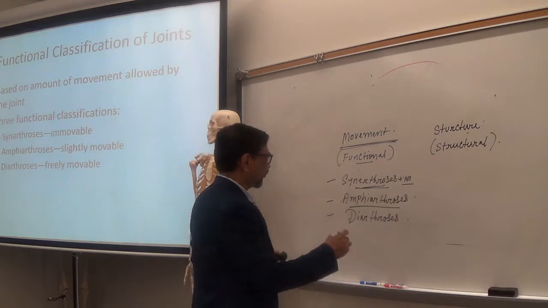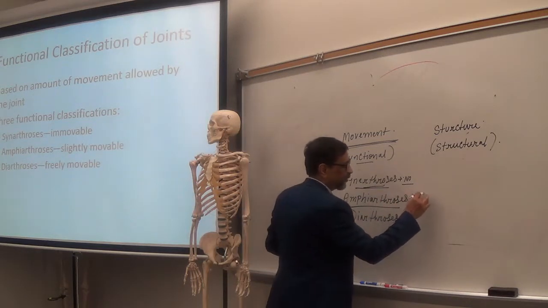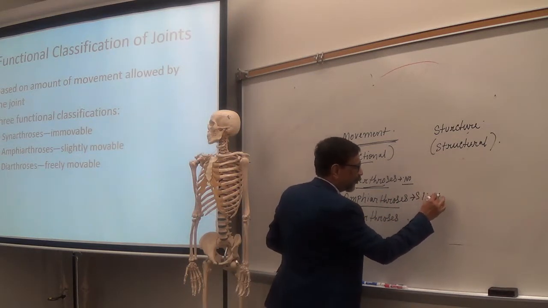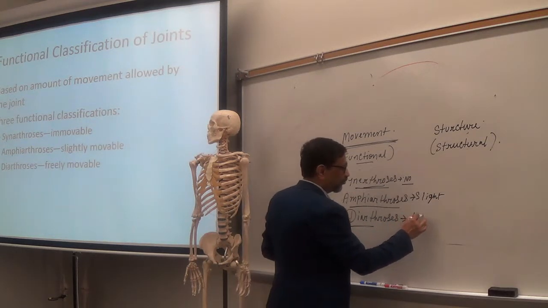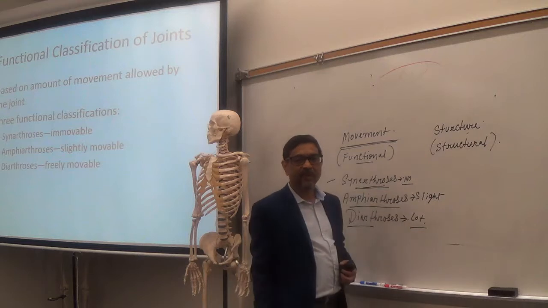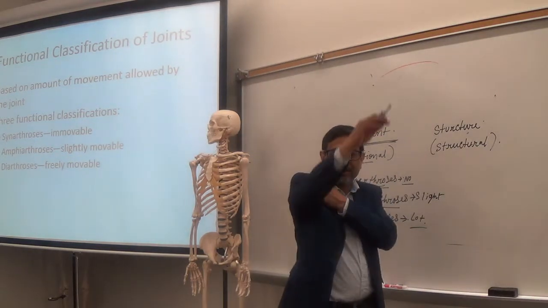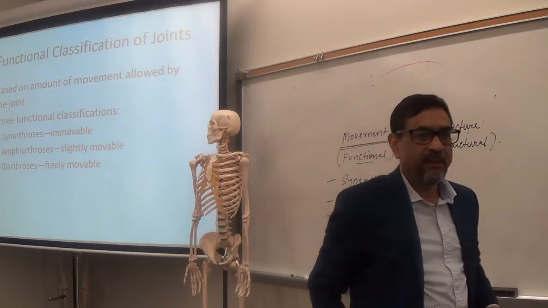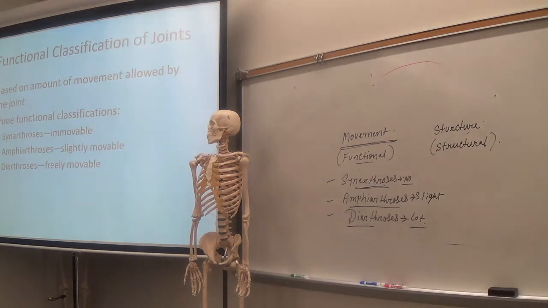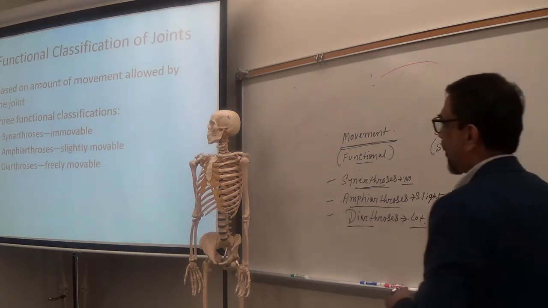Diarthrosis, in diarthrosis, lot of movement occurs. For example, shoulder joint, right? You can move a lot. Elbow joint, we can move a lot, right? Knee joint, hip joint, those are diarthrosis. Plenty of movement occurs, okay?